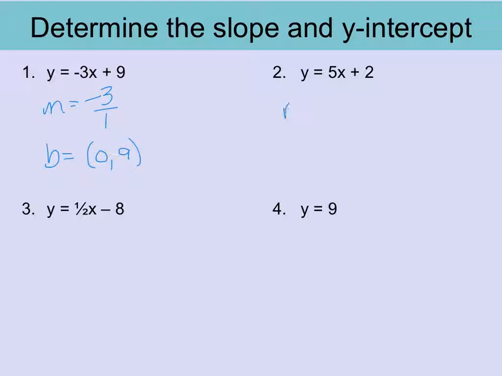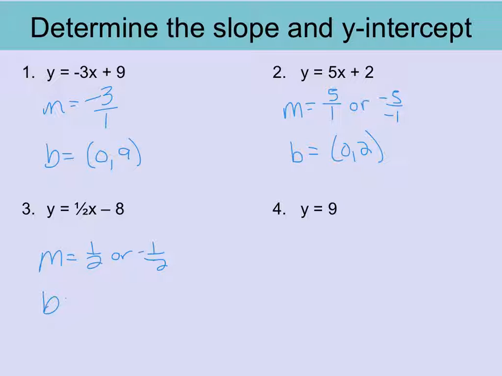Your second one, again, m is 5. And that could be 5 over 1 or -5 over -1. And then b, your y-intercept, is 2, which I'm going to put as our ordered pair, 0, 2. Third one, m is 1/2. And then again, it could be -1 over -2, since 2 negatives make a positive. And then b is -8, so as an ordered pair, 0, -8.